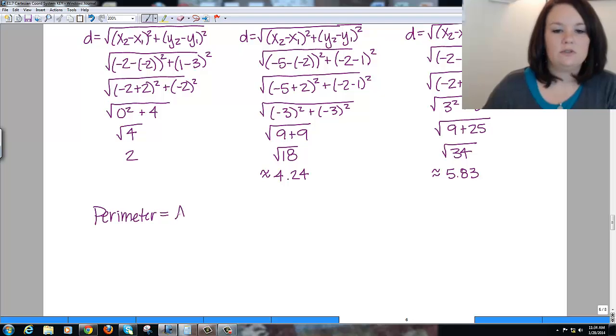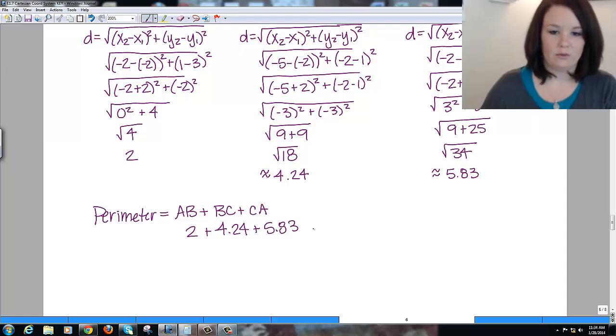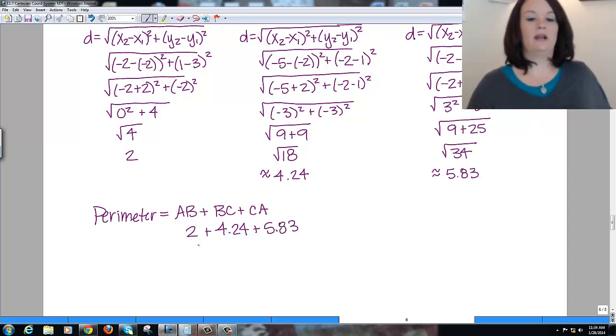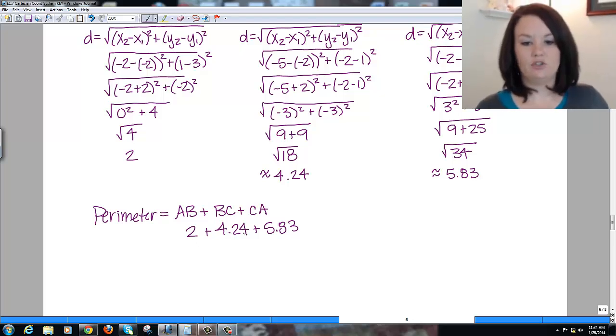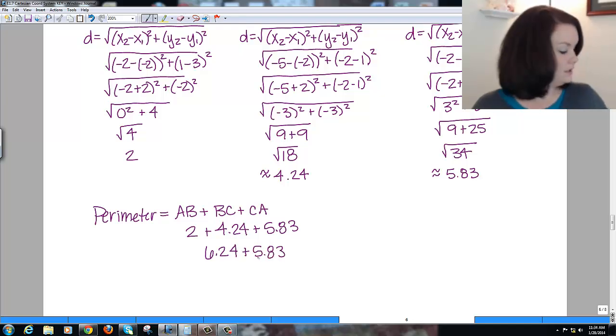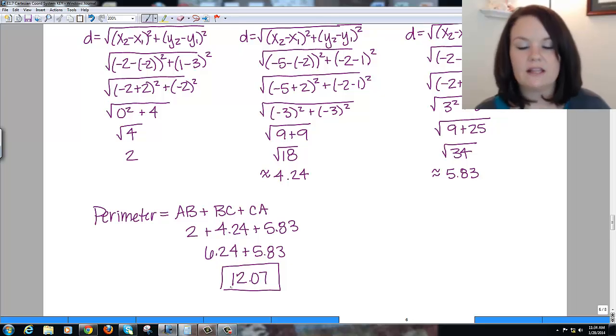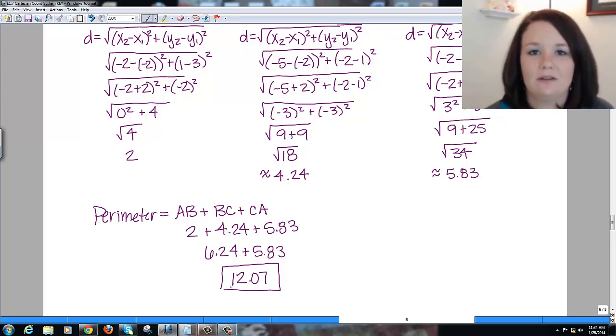Perimeter is equal to the AB length plus the BC length plus the CA length. So I'm doing 2 plus 4.24 plus 5.83. When I add all these together, I'm just going to do it 2 at a time. 2 plus 4.24 gives me 6.24, plus 5.83 leaves me with 12.07. Okay, they didn't tell us it was centimeters or inches or anything like that, so we're just going to leave it as 12.07. Make sense?